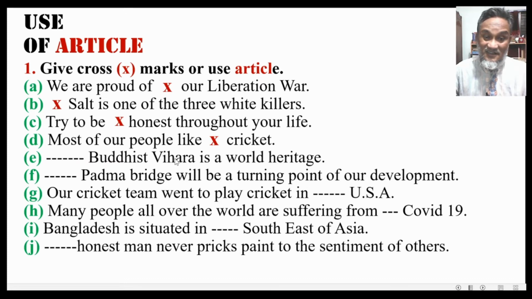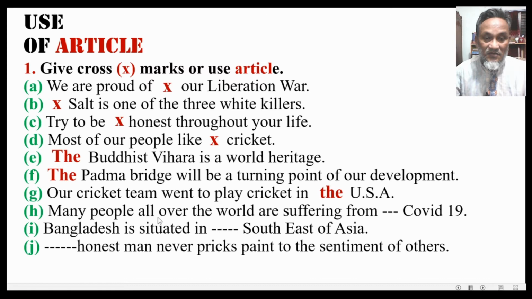This is definite. That's why you use the here. We can define a noun in three ways: natural definite, second mention definite, and partial definite. It's a natural definite. Dash future of the berries will be a turning point of our development. It's definite. That's why you use the here. Our cricket team went to play cricket in dash abbreviation country name, before which we use the. We use the before an abbreviation country name.